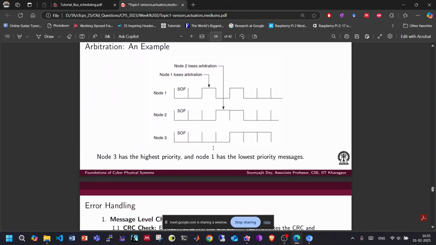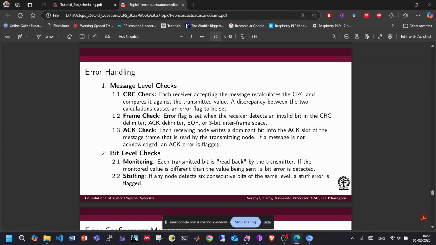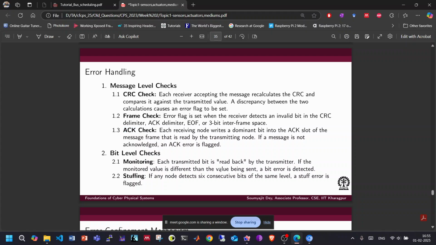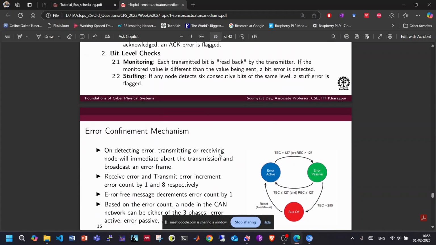So now that we know how CAN is working, how does it work? These are all pretty self-explanatory. There is something called the acknowledge signal. When a receiver receives a message, it has to acknowledge. Bit stuffing we have discussed.